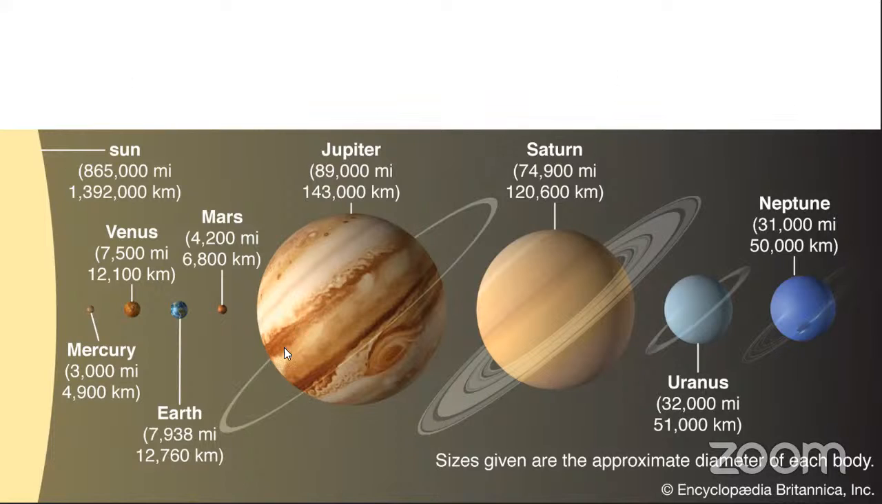Compared to these, Jupiter is one of the largest, 143,000 kilometers, or 0.143 million kilometers, while the sun is 1.4 million kilometers. You can multiply this by 10 to get that number. The sun is 10 times bigger in diameter than Jupiter, the largest planet in the solar system.